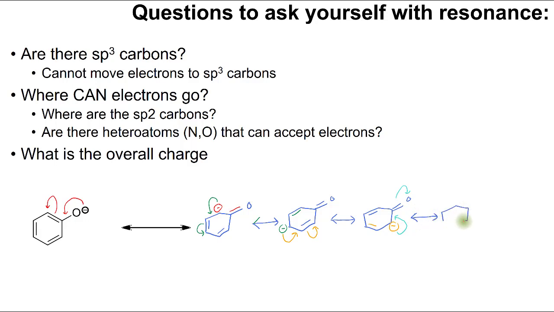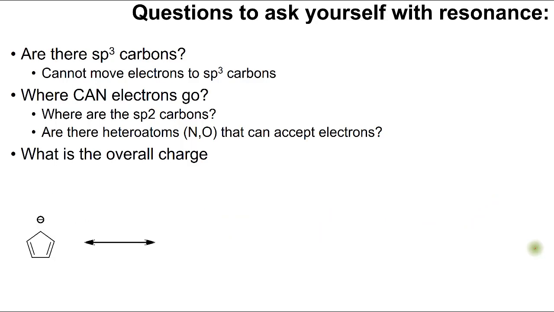So when you're dealing with more electron lone pairs and places where you can put the electrons, you're going to have a lot more possible structures. So that one has several resonance structures. In this example here, we have 0 sp3 carbons, so all of the electrons can go around the ring just like it did in the last example.